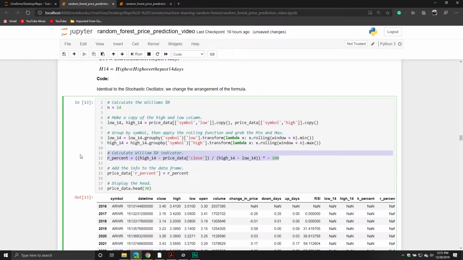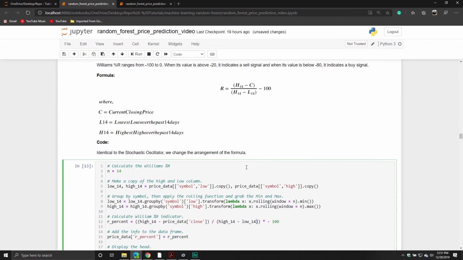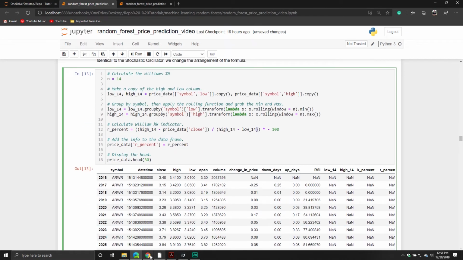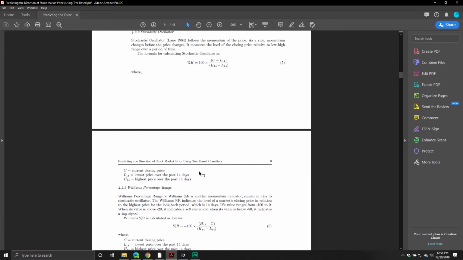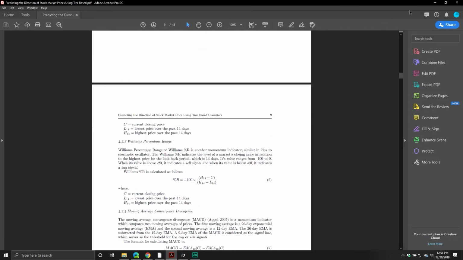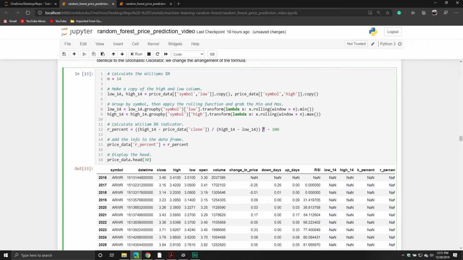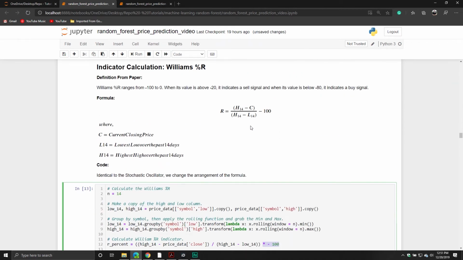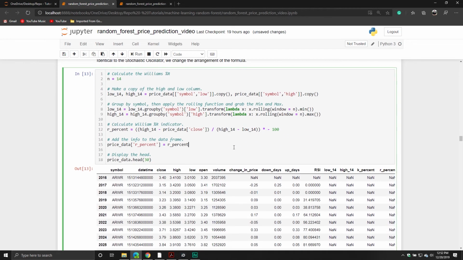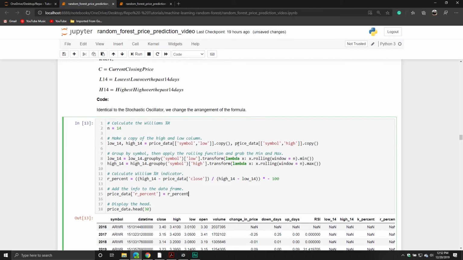I'm just rearranging my formula. So before it was close minus low, now it's high minus close, and then it's high minus low. And in this case, we're doing a -100 this time. And then, where is it? Hold on. Yeah, times minus 100. And again, the formula is all messed up over there. So just keep that in mind. I have to change that.